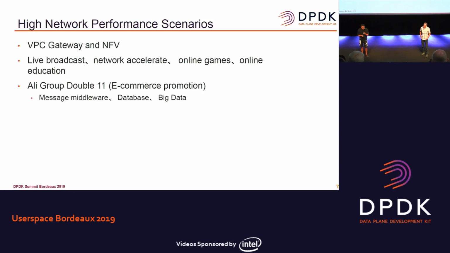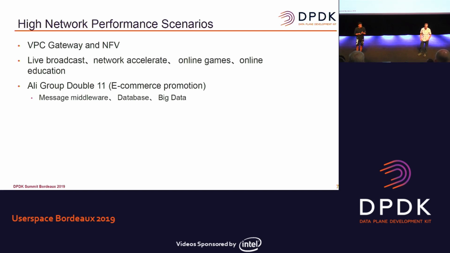As the business grows, very high network performance is necessary. For example, our VPC gateway and NFV gateway will take huge traffic, up to about hundreds of millions of packets per second. So high network performance is very necessary.